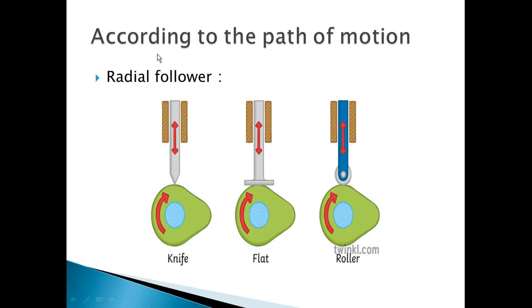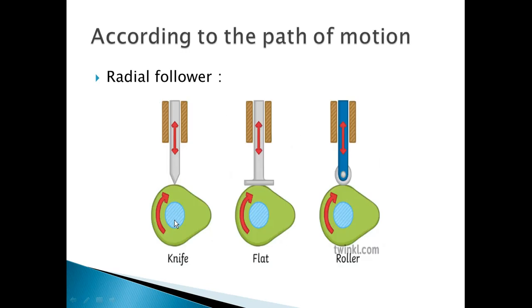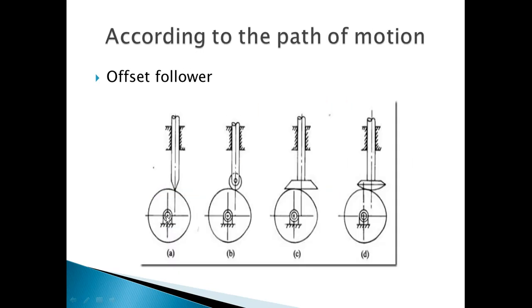Then, according to the path of motion: whether the axis of the camshaft and the axis of the follower pass through the same axis, that is, they coincide. If they coincide, then it is called a radial follower. If the axis of the follower does not pass through the axis of the camshaft, then it is called an offset follower. That's why it falls under the category of path of motion. If the axis of the follower passes through the camshaft, it is a radial follower. If it is not passing through the axis of the camshaft, it is an offset follower.